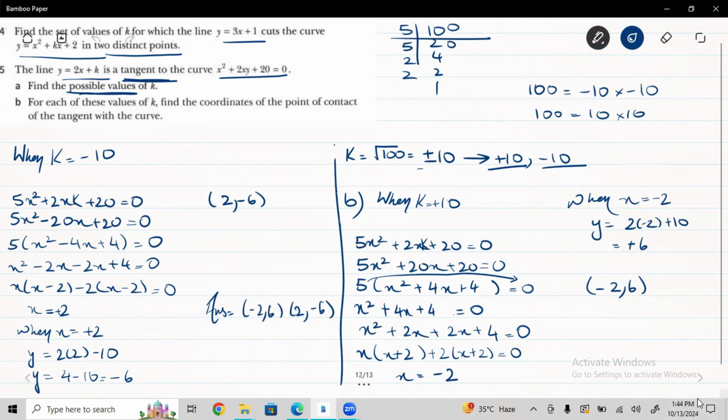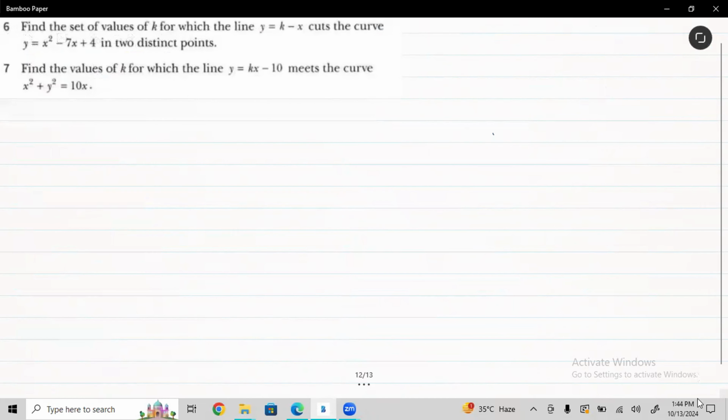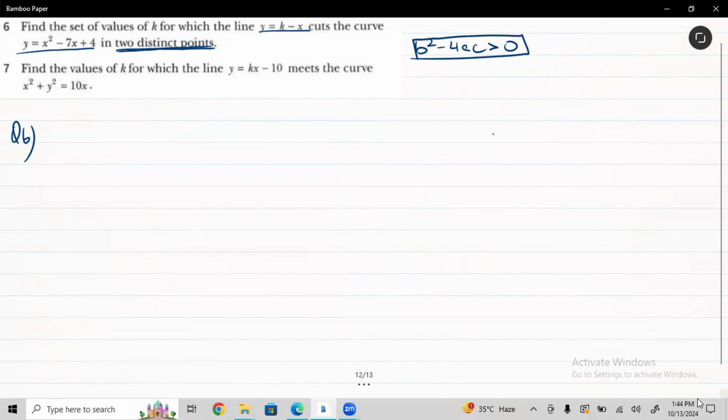And proceeding on to question number 6, we have: find the set of values of k for which the line y is equal to k minus x cuts the curve y is equal to x squared minus 7x plus 4 in two distinct points. Again, it's better if you underline the main points. So we have the two equations here, and two distinct points is also one of the main highlights. When there are two distinct points, we can say the discriminant b squared minus 4ac is going to be greater than 0. And we are going to keep this in mind when solving the question.